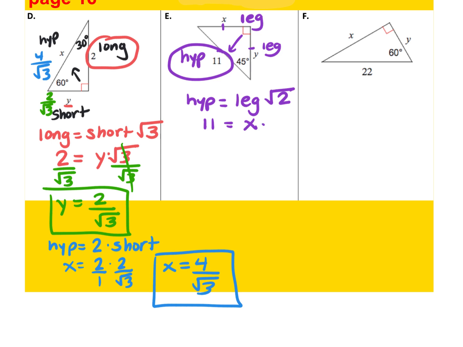I'll go x root 2. And we need to now solve for x. So I'm going to clear that root 2 by dividing each side by root 2. And that gives us x equals 11 over root 2. Now we know the legs are the same, so that means the y will also be 11 divided by the square root of 2.